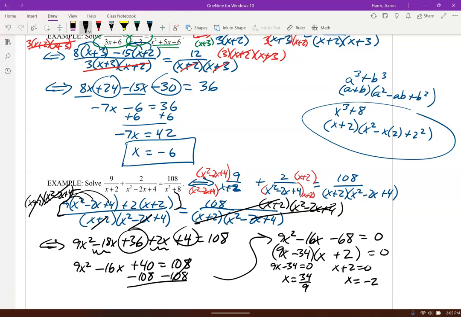And negative 2. And then we go ahead and check if those are okay in the original. Look at the original. X can't be negative 2. And then you check this x squared minus 2x plus 4, and you'll have no issues with that one either.